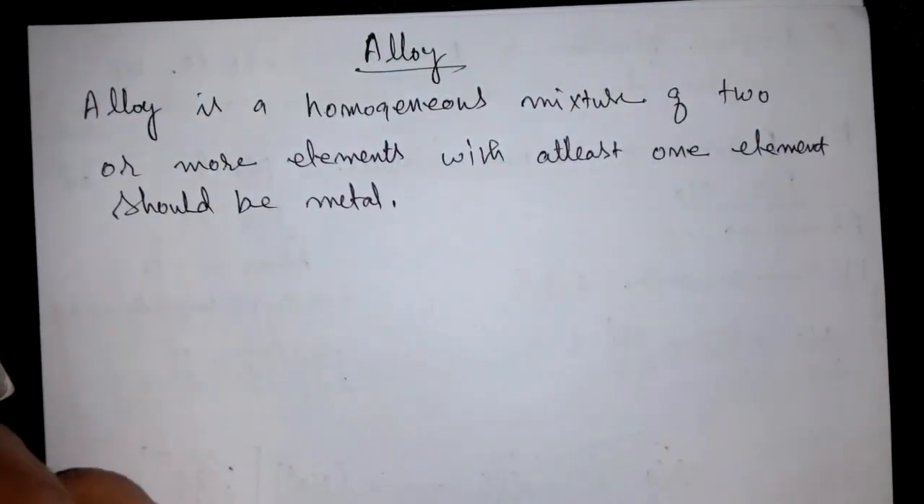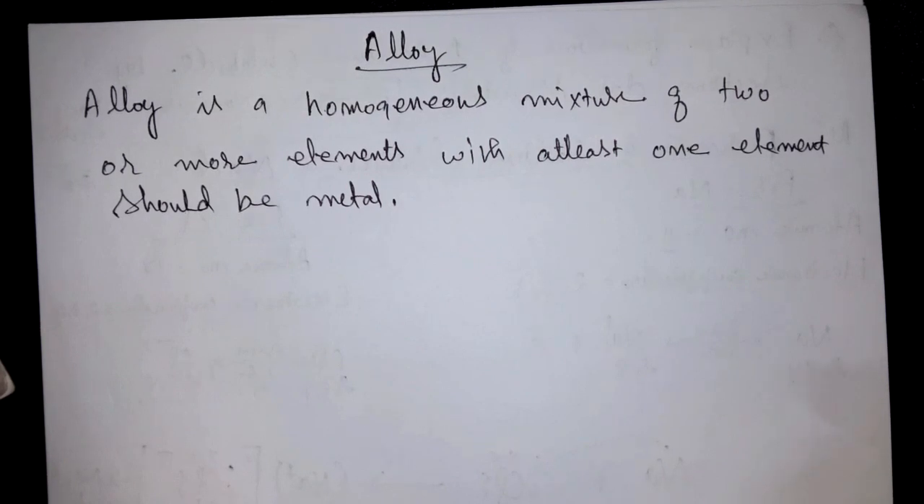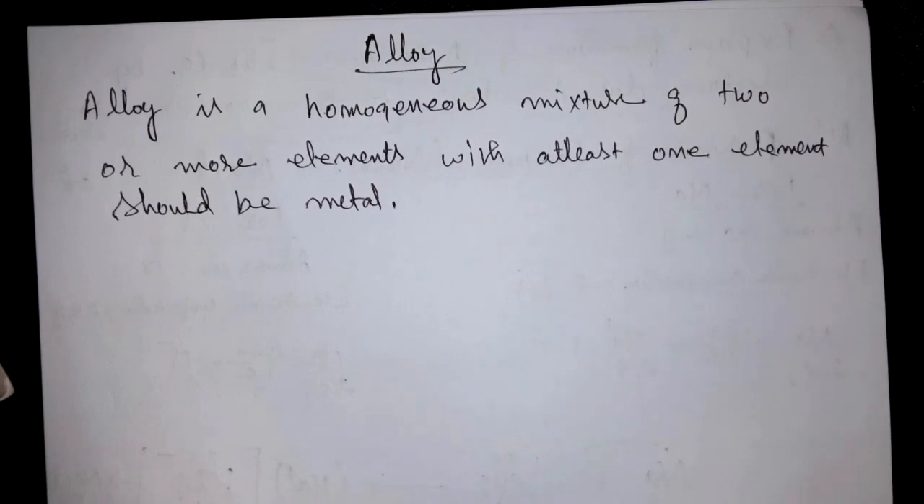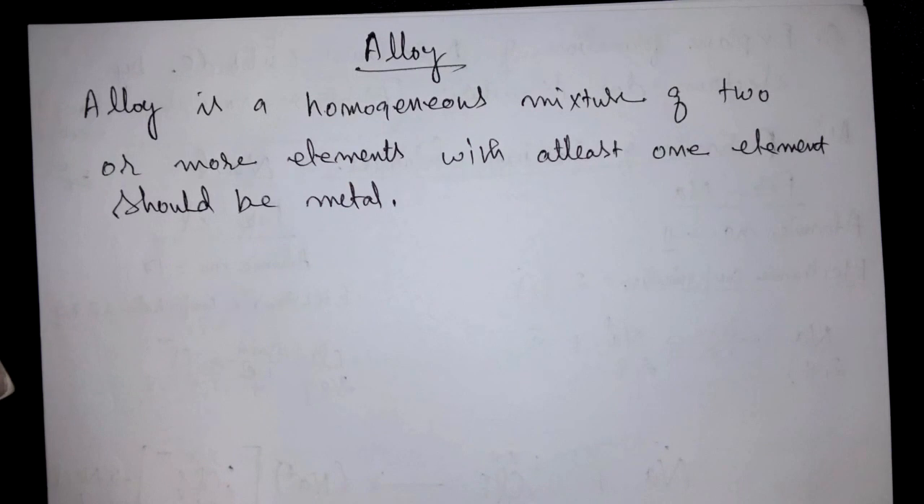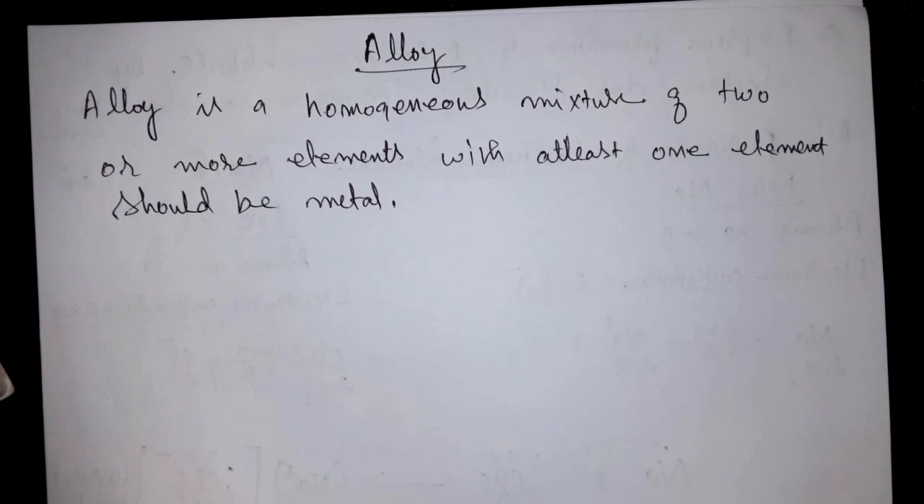Now, if all the elements are metal, then also it is an alloy. If all elements are non-metal, then it does not come under alloy. So you are making a mixture of elements, but at least one element should be metal. If all the other elements are also metal, no problem. But if all the other elements are non-metal, then it is not considered an alloy.